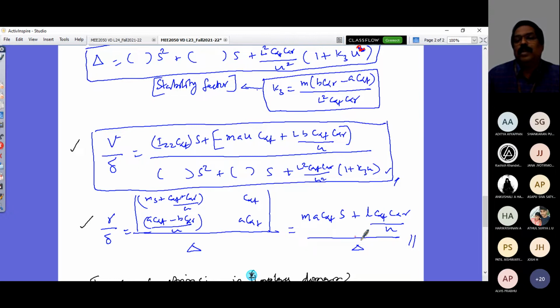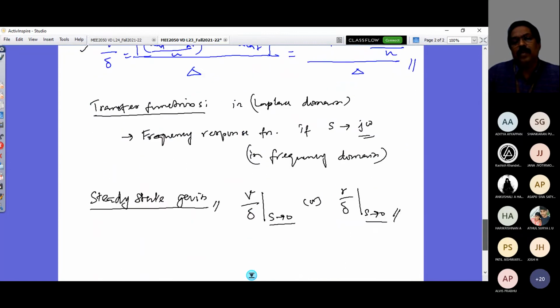And this ratio would give me this. So I asked you to work out this, and these are the results. And these are called the transfer functions. Now the transfer functions are always represented in the Laplace domain in control system design, where the variable is s, and that s can be replaced by j omega to get what you call the frequency response function, that is called the FRFs, in the frequency domain. So this is something that we will look at in more detail later on.